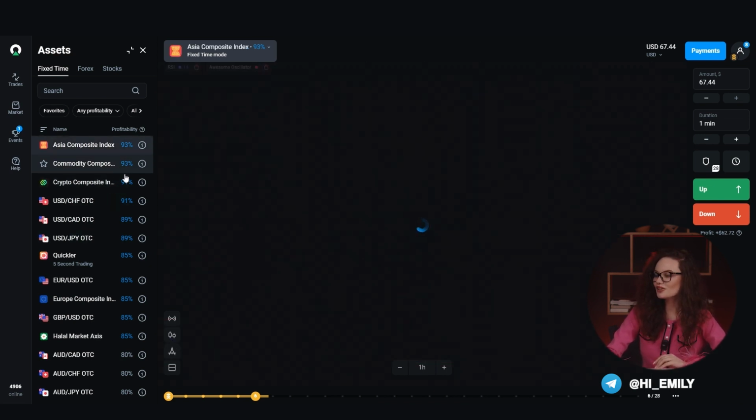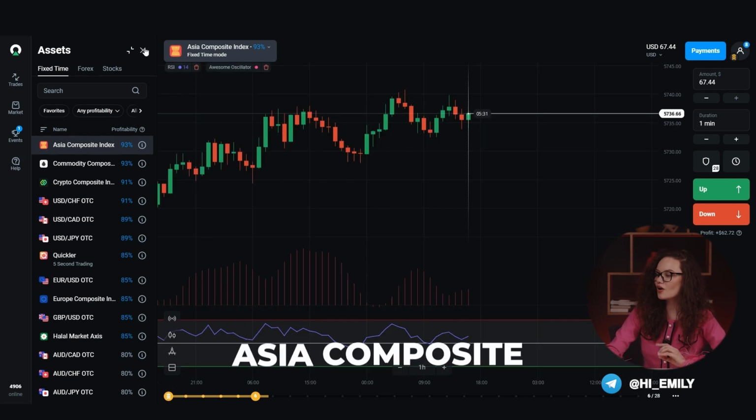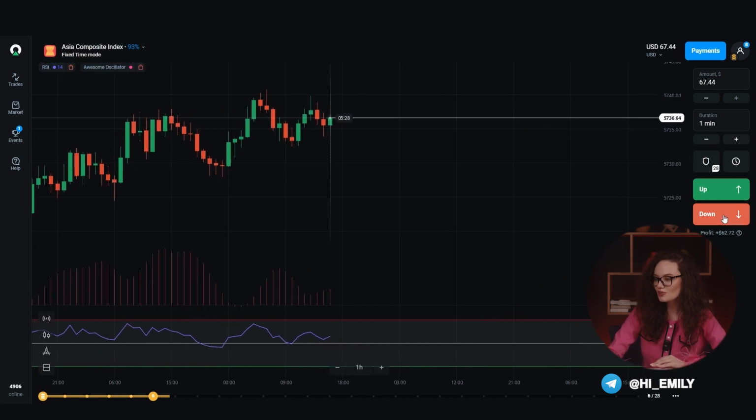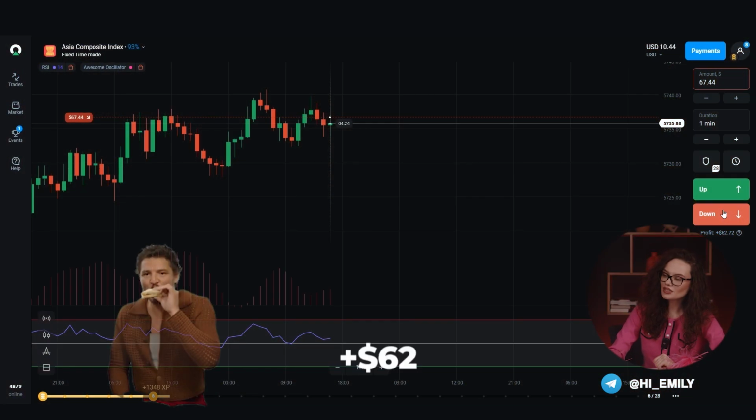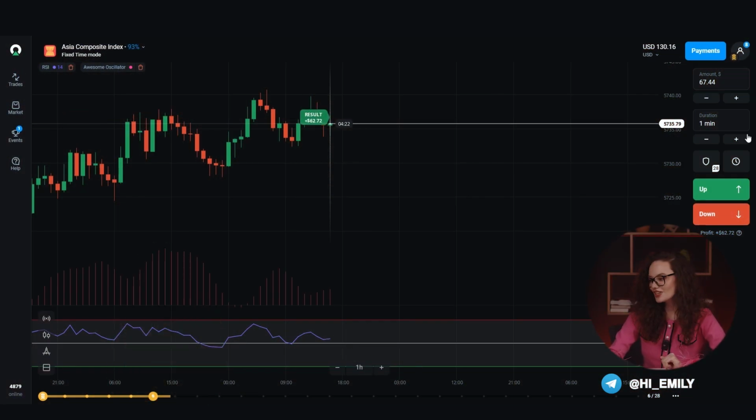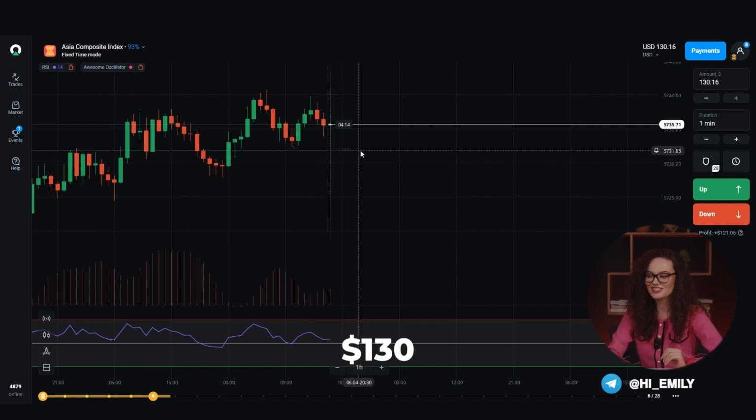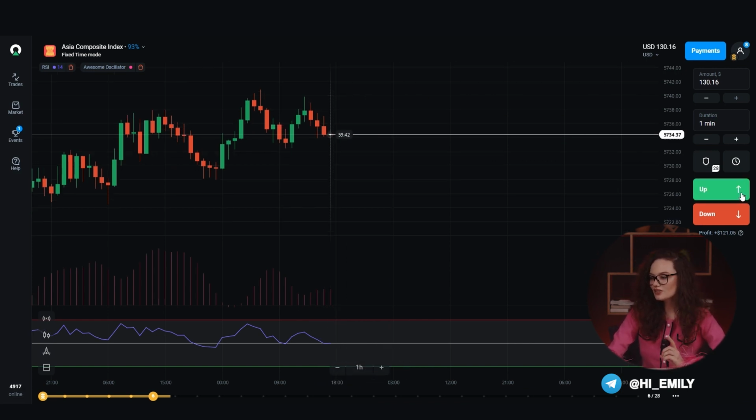Now we are changing our currency pair to the index Asia Composite. We increase our transaction amount by $67 and look for the next suitable situation. So we found the situation we needed, open our downgrade deal for 1 minute and wait. Everything is simple here. We see a sharp reversal of the graph and a chart that shows a steady decline. The deal was completed, another successful transaction was added to our piggy bank and the balance was replenished in the amount of $130.